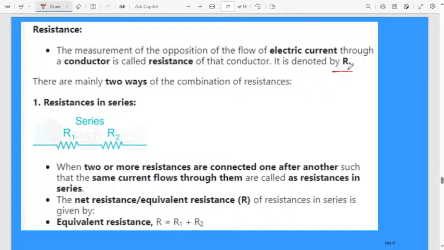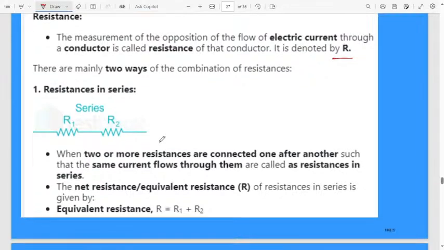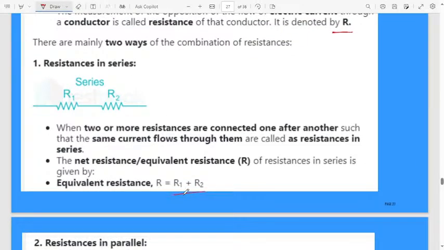Then resistance in series. Yes, this is the series arrangement. Then remember the formula. If you want to calculate the net resistance, if you connected two resistances in series, total or net resistance will be the sum of R1 plus R2. Remember the formula.